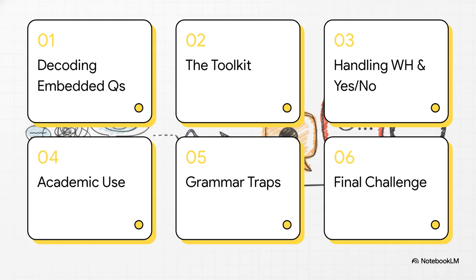We've got a super clear roadmap for this explainer. We'll be hitting 1. Decoding embedded questions, 2. The toolkit, 3. Handling WH and yes-no, 4. Advanced verbs and academic use, 5. Avoiding common grammar traps, and finally, 6. The final transformation challenge. Let's get right into it.